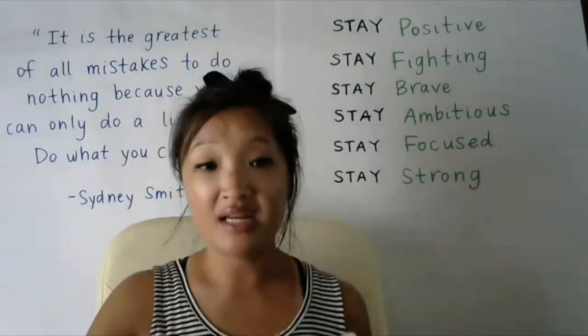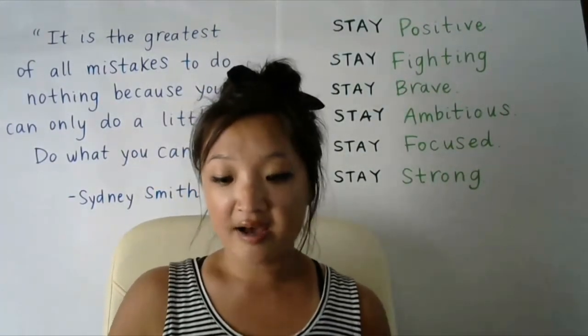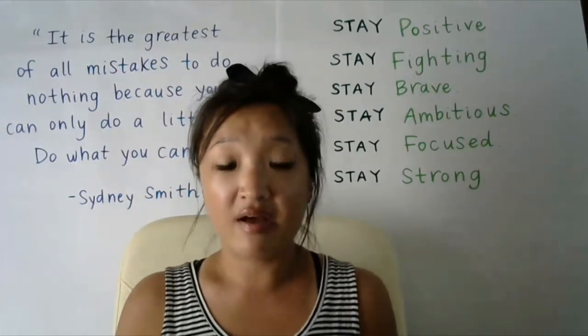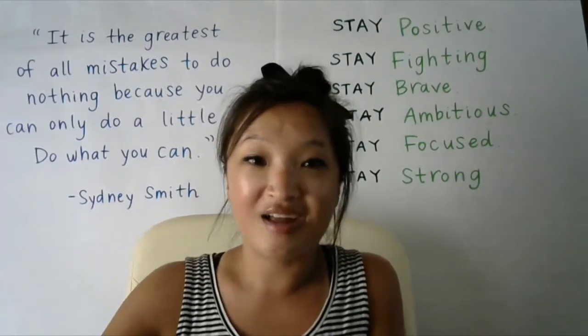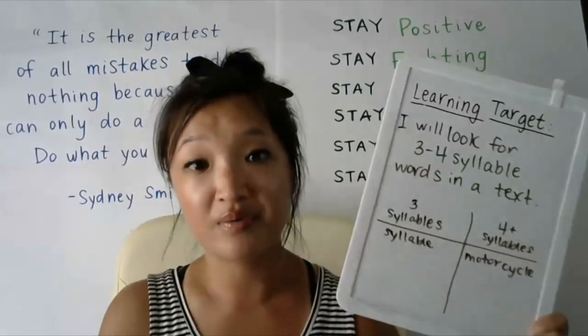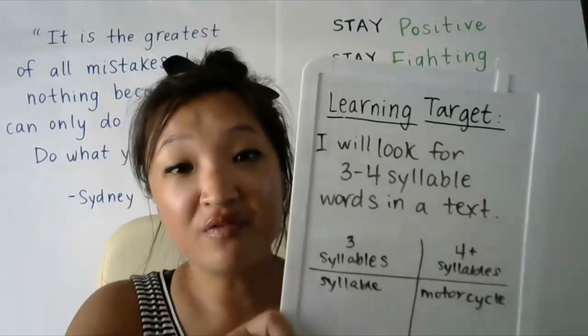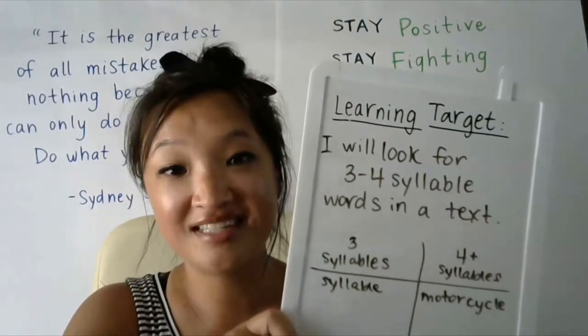So today while we're reading, we're going to be looking for those 3 or 4 syllable words. It's great to have something to look for again while you're reading. So let's take a look at our target for today when we read our book. So the learning target is, I will look for 3 to 4 syllable words in a text.